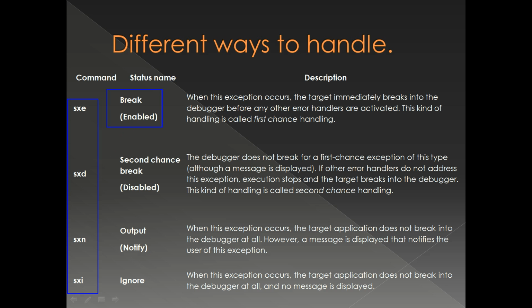There is something called second chance break, which we're going to see shortly. I'm not going to explain the difference between first chance and second chance exceptions in this presentation, because we have not discussed structured exception handling. The next is output: whenever the event happens, just print the output in the debugger window. The last one is ignore: no action is taken from the debugger, and the debugger just ignores that exception.